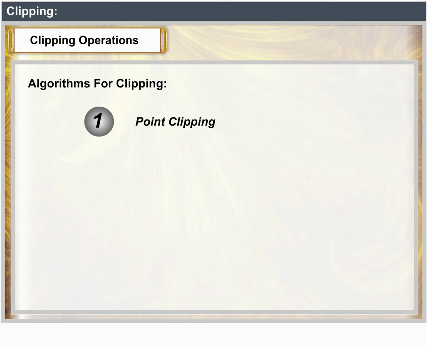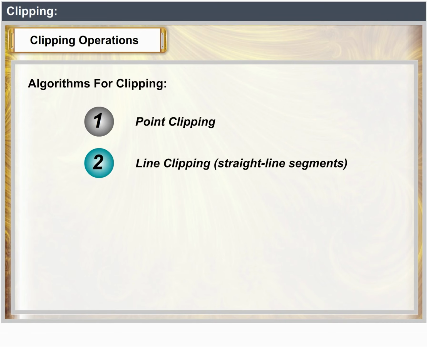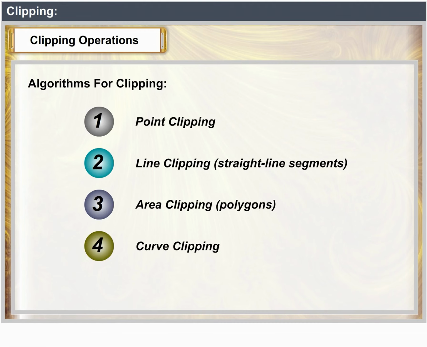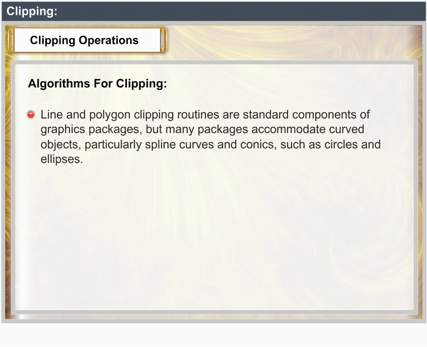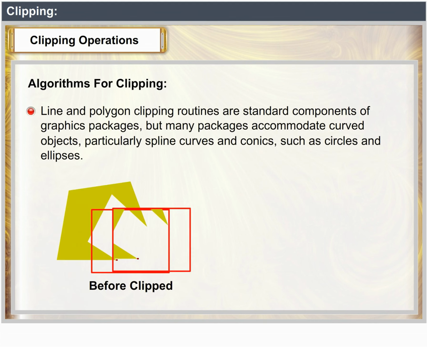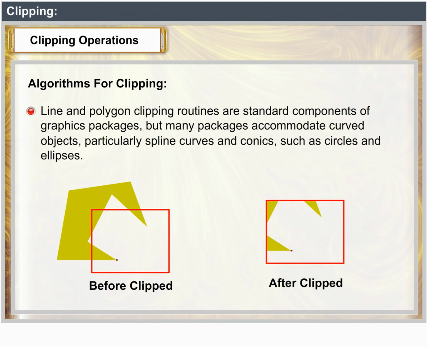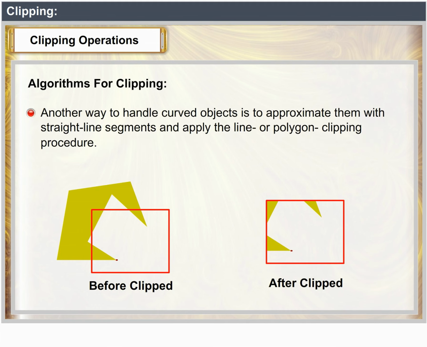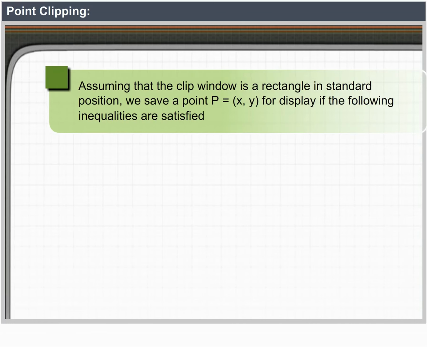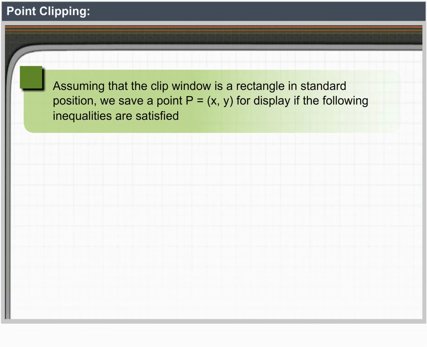Algorithms for clipping: point clipping, line clipping (straight line segments), area clipping (polygons), curve clipping, text clipping. Line and polygon clipping routines are standard components of graphics packages, but many packages accommodate curved objects, particularly spline curves and conics, such as circles and ellipses. Another way to handle curved objects is to approximate them with straight line segments and apply the line or polygon clipping procedure.